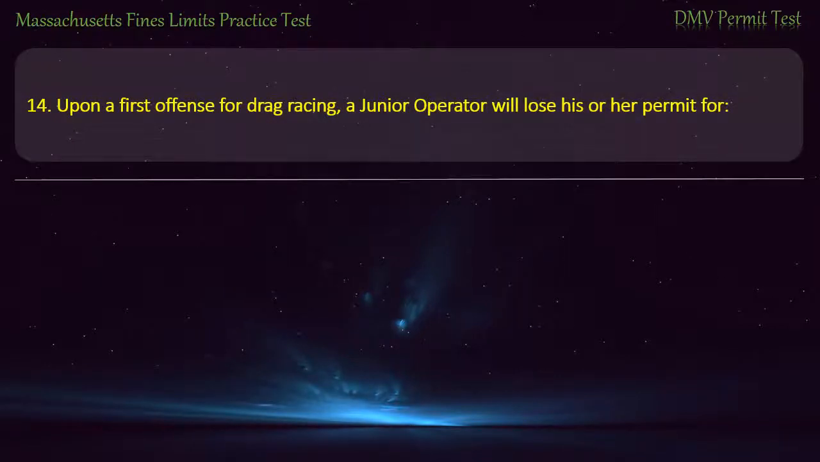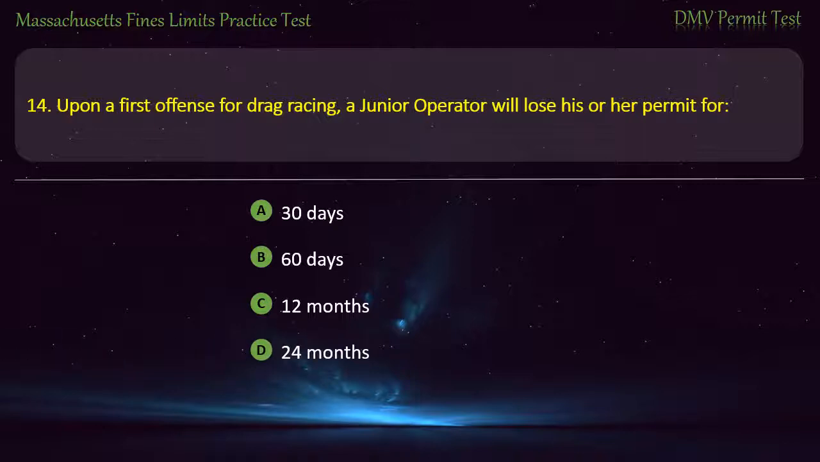Question 14. Upon a first offense for drag racing, a junior operator will lose his or her permit for 30 days, 60 days, 12 months, 24 months. Answer: 12 months.